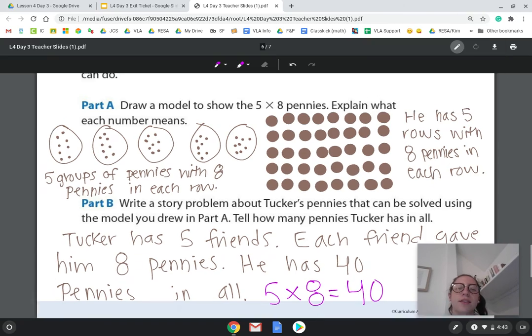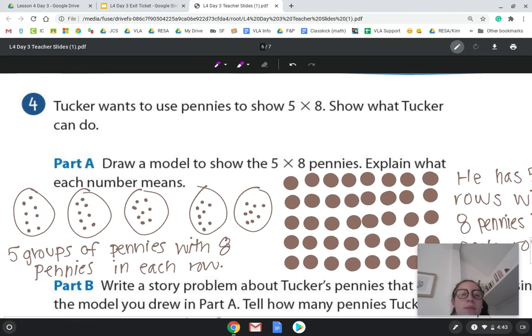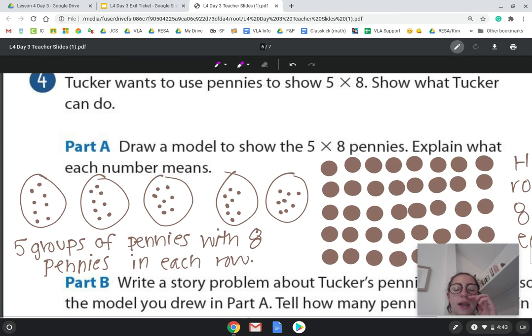All right, friends, so let's look at this just one at a time, okay? So I'm going to zoom in just a little bit. Part A asked you to draw a model to show 5 times 8 pennies. Explain what each number means. So you might have decided to use your tile squares. Maybe you decided to draw groups.